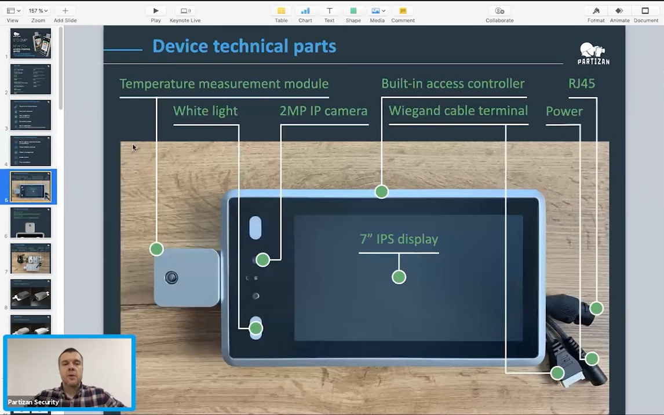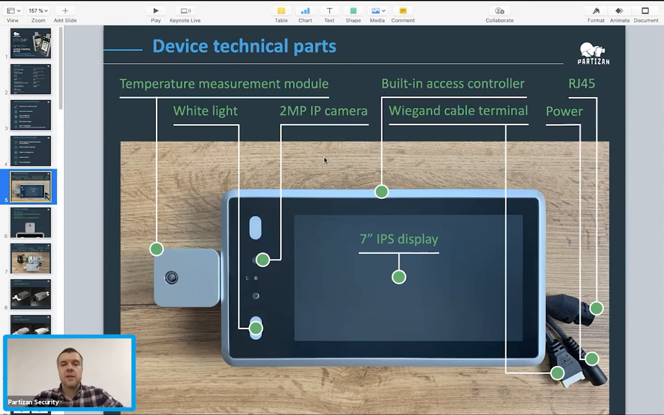Then, what is the device itself? As you can see here, at the left side, this is the temperature measurement module, which includes the sensor and the body for the sensor, which can bring you more accuracy and more reliability, so you don't have to calibrate it quite often. Then you can see the white lights, which help brighten the face and help you recognize people more accurately.